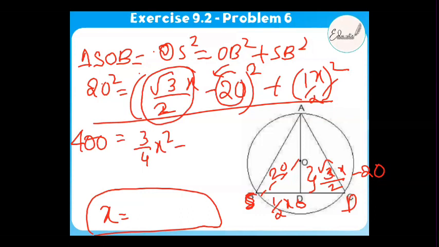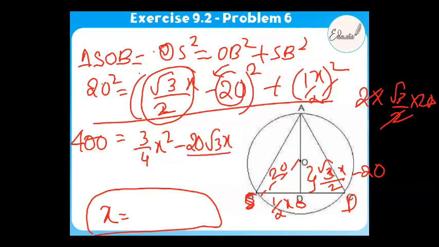A square minus 2AB. Where is 2 into A into B? Let's consider 2 into, what is A? Root 3x by 2. What is B? It is again 20. So 2 cancels out. Root 3 into 20, it becomes 20 root 3, right? So it is 20 root 3 x. Is by 2 there? No, by 2 is not there. 2 cancels out, na beta. Only 20 root 3 x remains, okay?